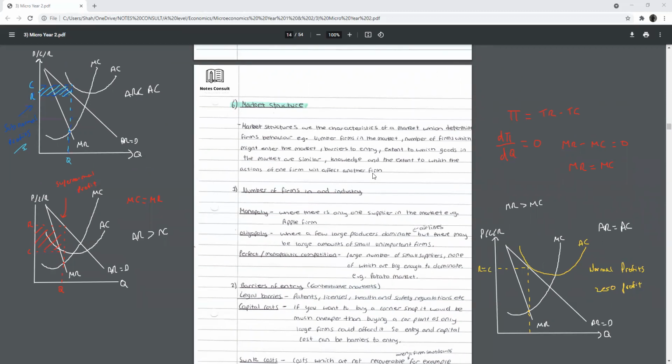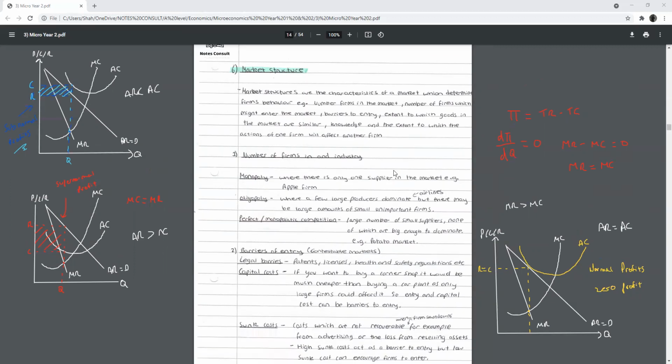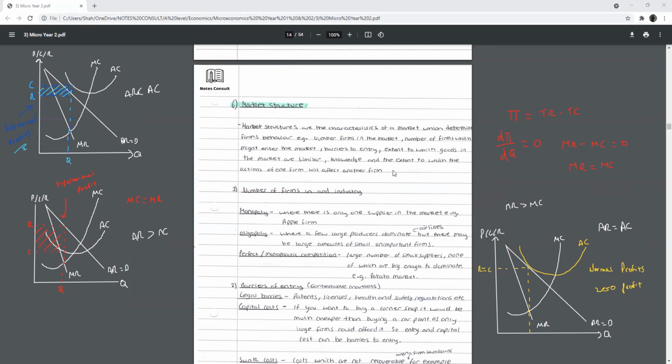Now, we've already discussed market structures. We've already discussed perfect competition and its characteristics: the number of firms, they're homogeneous, there are many firms, and stuff like that. And imperfect competition is the opposite. Now we're going to delve into this deeper.